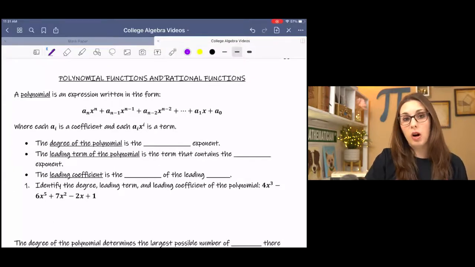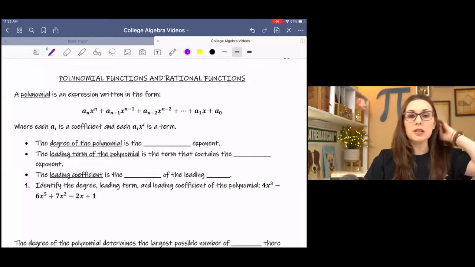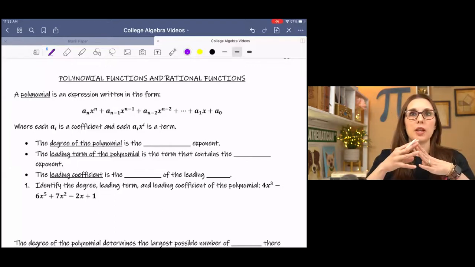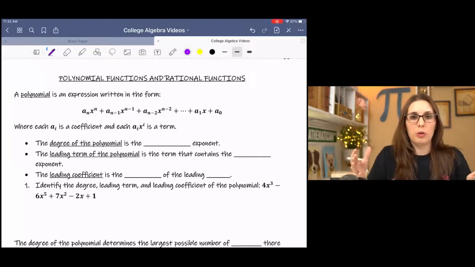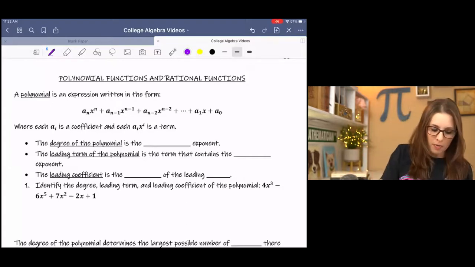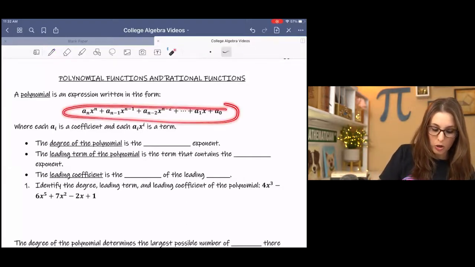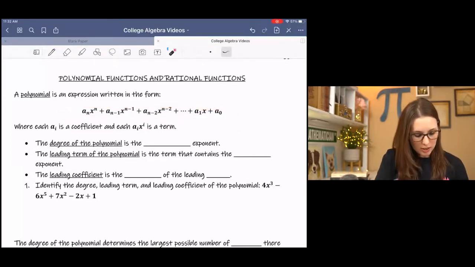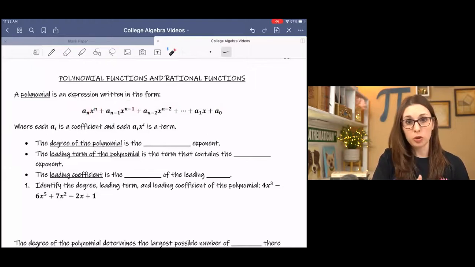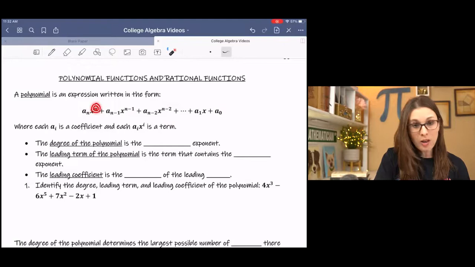Before we get into all of that, I want to define a polynomial for you so that you know what that is. Basically, a polynomial is an equation with multiple terms, if I were to put it in simple words. But mathematically, what it looks like is this, which might seem a little intimidating, but it's not as bad as it seems. So each of these a values are actually just coefficients. And each of these x components are the variable terms. And the exponents on them are written in descending order.